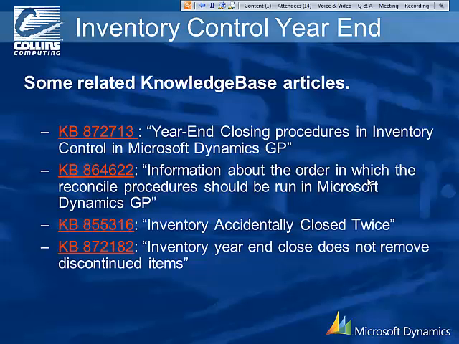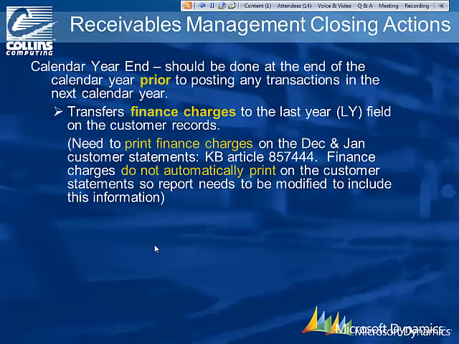And then I just put some knowledge base articles that, if you run into issues at the end, sometimes press the button twice and close inventory twice. What do you do about that? So there are some knowledge base articles, or you can give us a call. Okay, I'm going to move on to receivables.